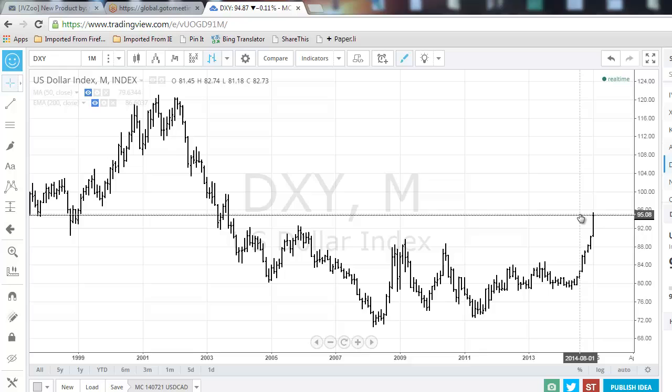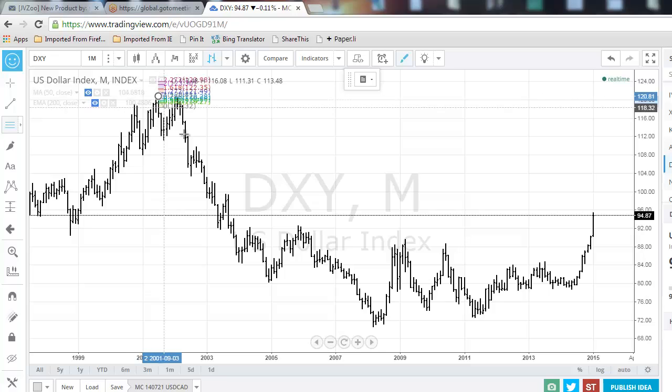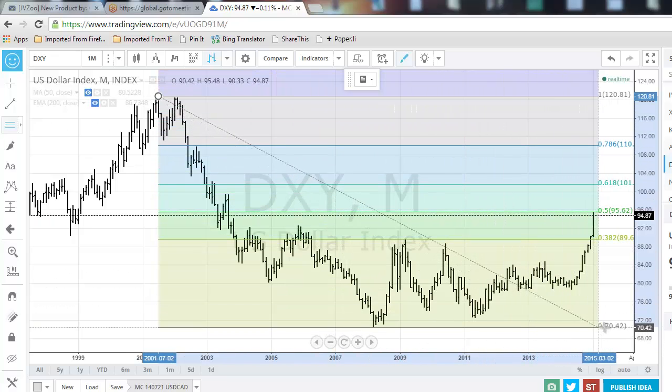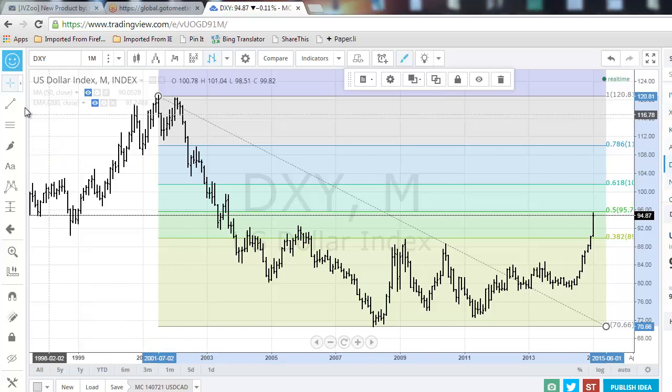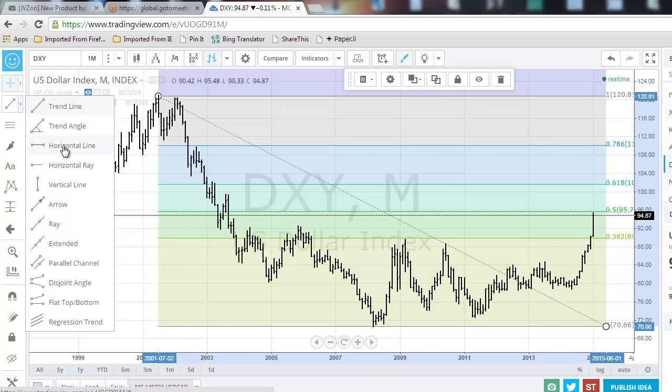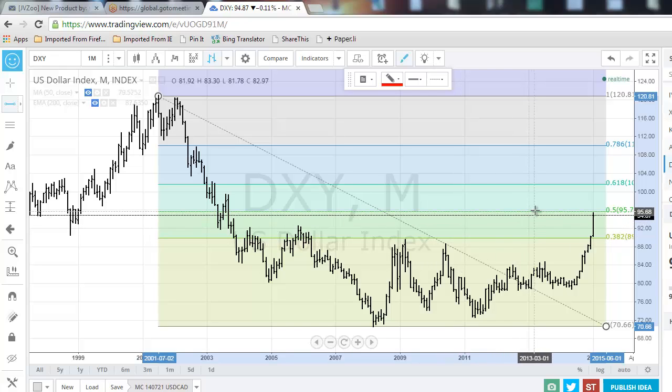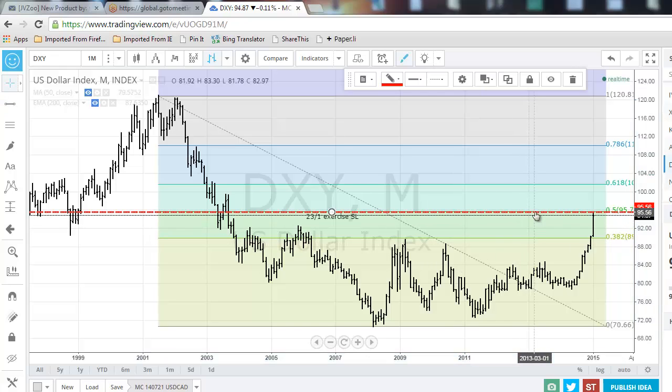So what I'm going to do on this is put a Fibonacci retracement from the high at the top of that run down to the low at the bottom. And you'll see the level that we're turning currently, and I will draw a horizontal line on here just so we can see where that is. It's right now testing the 0.5 Fibonacci line.